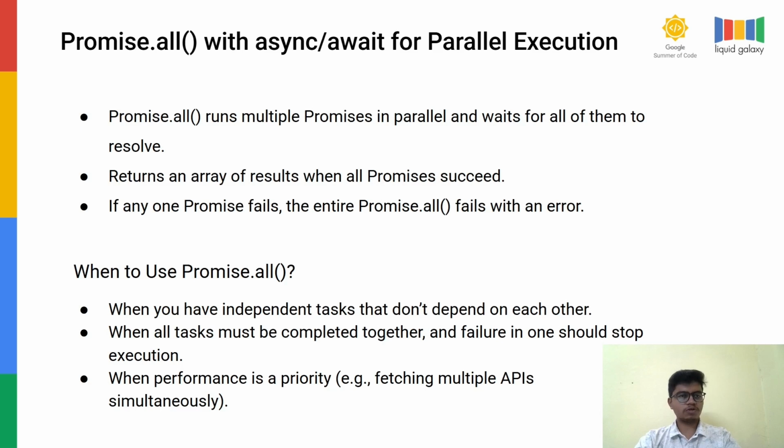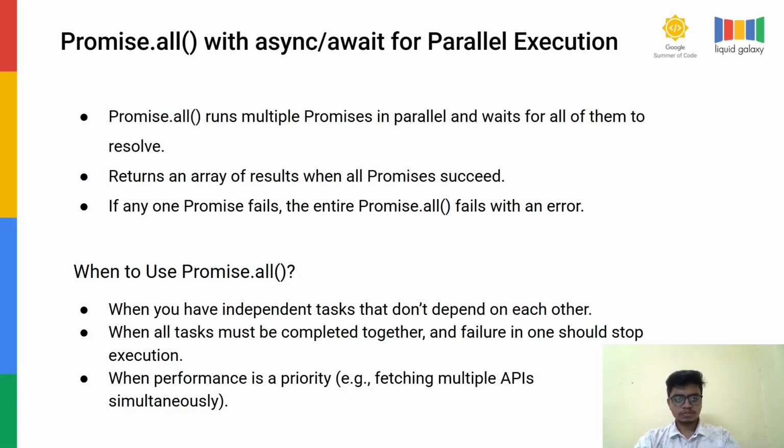Now we will take a look at the promise.all method with async and await for parallel execution. We will understand this better through the example, but before the example, take a look at some theory. So promise.all runs multiple promises in parallel and waits for all of them to resolve. Basically, promise.all helps in running the promises parallelly. Instead of running one by one, we can run our promises parallelly, and it returns an array of results when all promises are resolved. Means we pass all the promises through an array, and it also gives the result as an array.